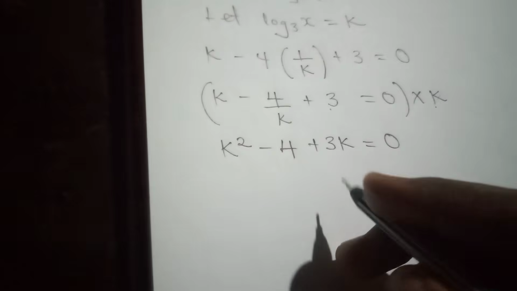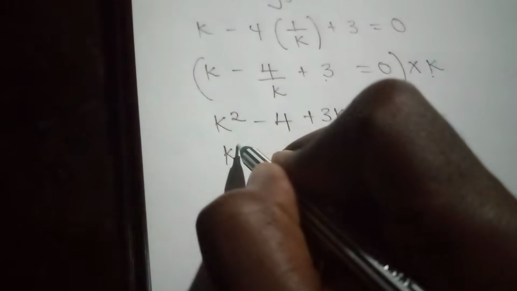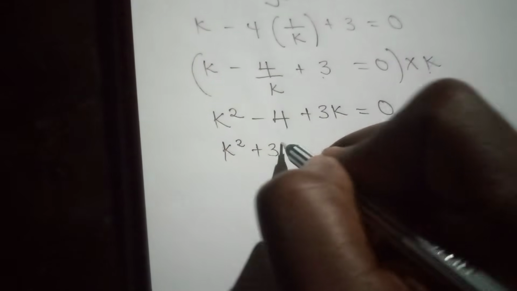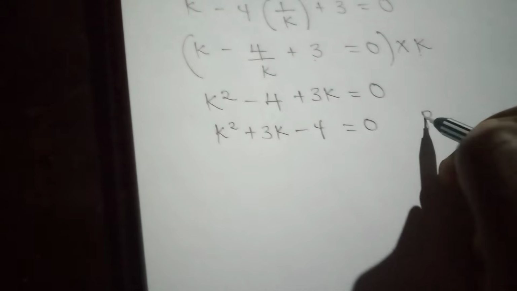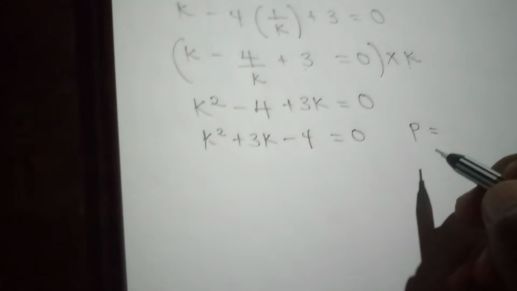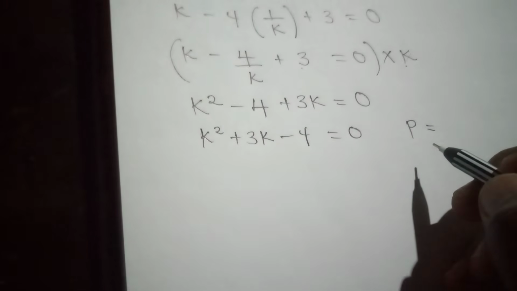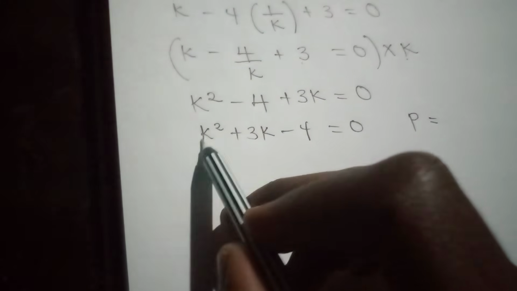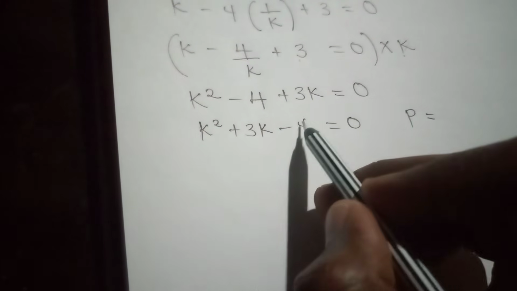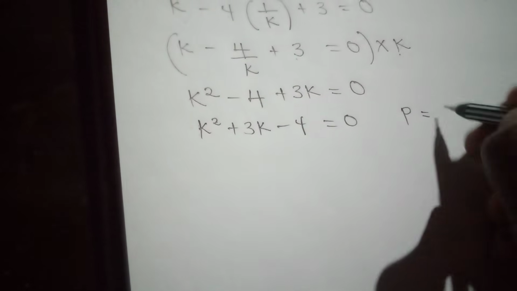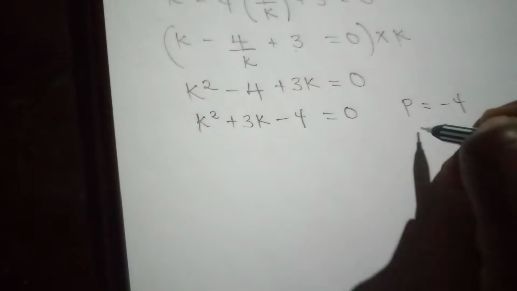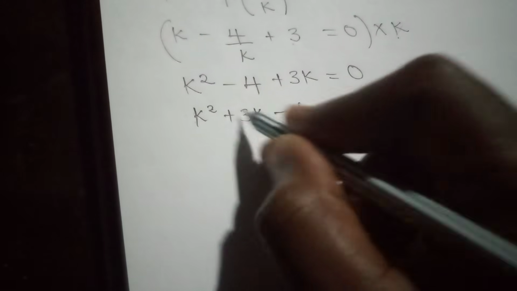So what I'm supposed to do is find the product, sum and factors. Let me just rearrange it. That is k square plus 3k minus 4 is equals to 0. To get the product, you multiply the coefficient of k square with the constant number. So that is 1 times negative 4, that is negative 4. And then sum, that is positive 3.